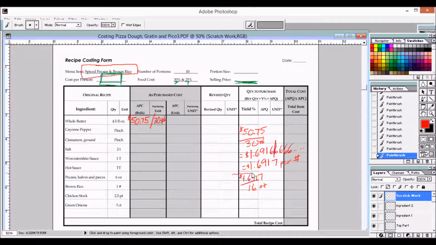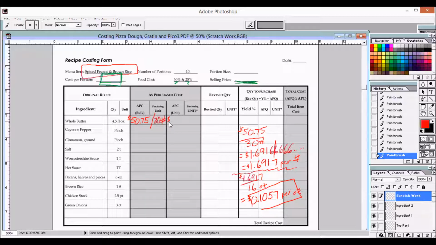So when I do this second division here, 1.6917 divided by 16, I'm going to get a little over 10 cents, 0.1057 29166. So I'm just going to go ahead and cut it off at the fourth place and say $0.1057 per ounce. And this is my unit price. So I'm going to put that right here.